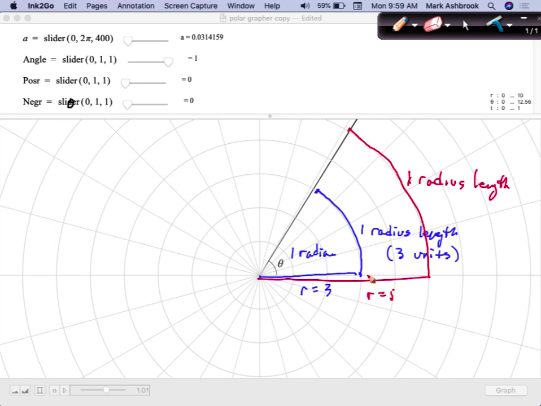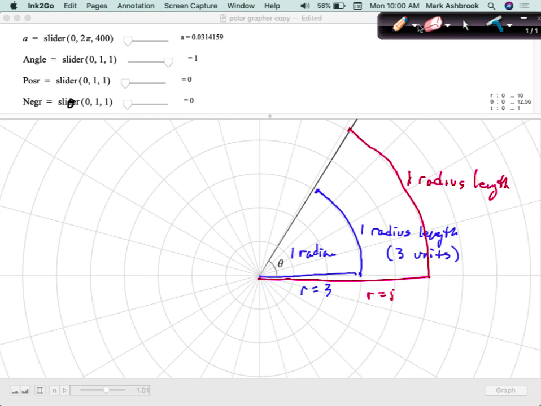So 1 radian of angle measure, what? It's the openness that corresponds to 1 radius length of arc length. If you take the radius, lay it on the circle, you get 1 radius length. That's an amount of openness. We call that 1 radian. So the number of radius lengths is the same number as the number of radians.